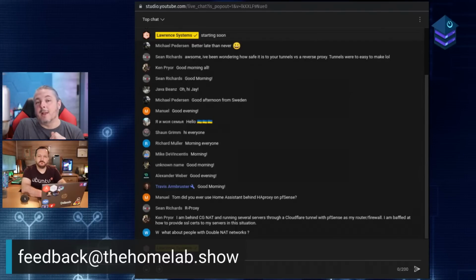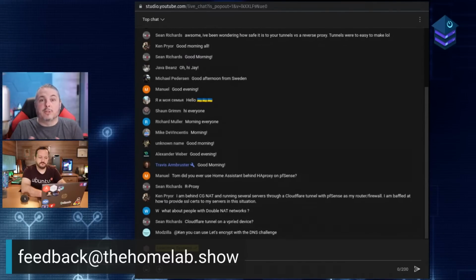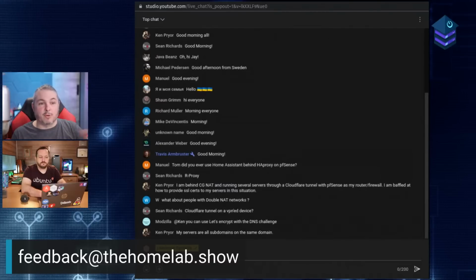That being said, I saw one of the first questions that I wanted to answer here, and that's double NAT networks. CGNAT is technically double NAT, and it doesn't matter. You can have triple NAT as long as the daemon that Cloudflare loads is able to get out to the major internet, get out to Cloudflare servers specifically. It doesn't really matter because it's not doing anything at your firewall level.